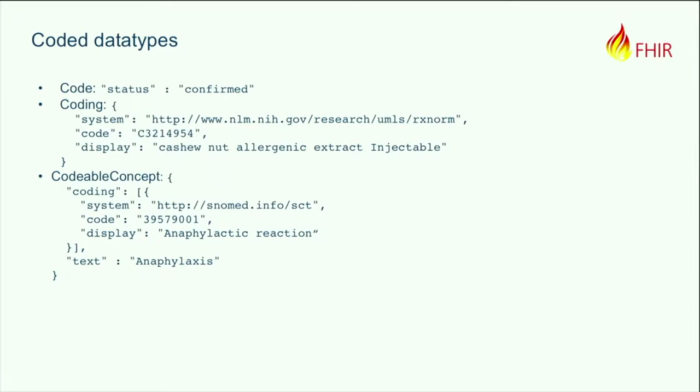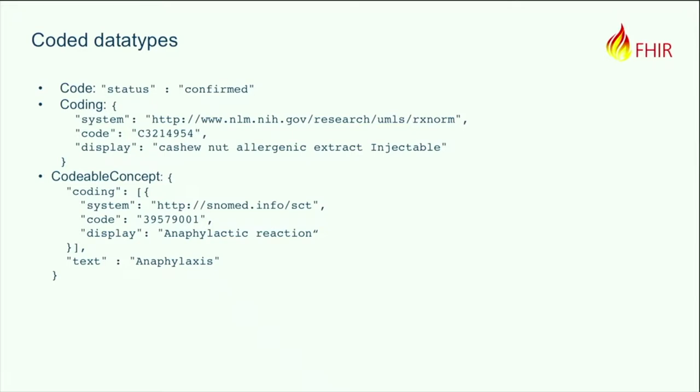Then we have the codable concept. And the codable concept is made up of naught or more codings and a text element. This is far and away the most useful coded element. And you'll see that most of the coded elements that are in the spec, and indeed that you will use in your profiles, will be of type codable concept. And the reason is that because coding is multiple, this allows you to have codings from different code systems. So you might have a single concept, like asthma, and code it from SNOMED, and code it from LOINC, if it is appropriate to do so.